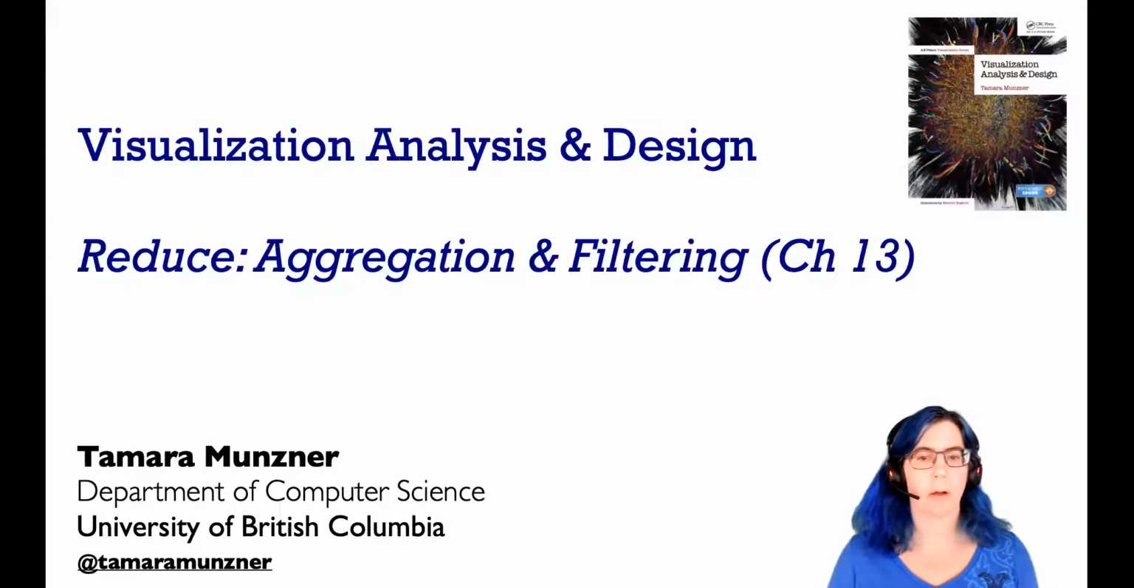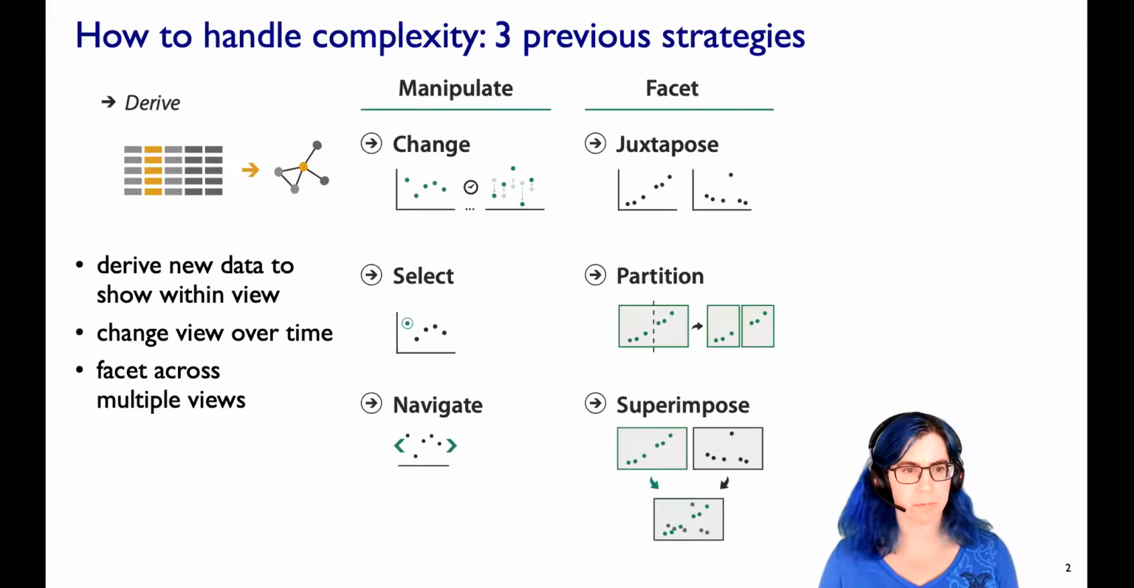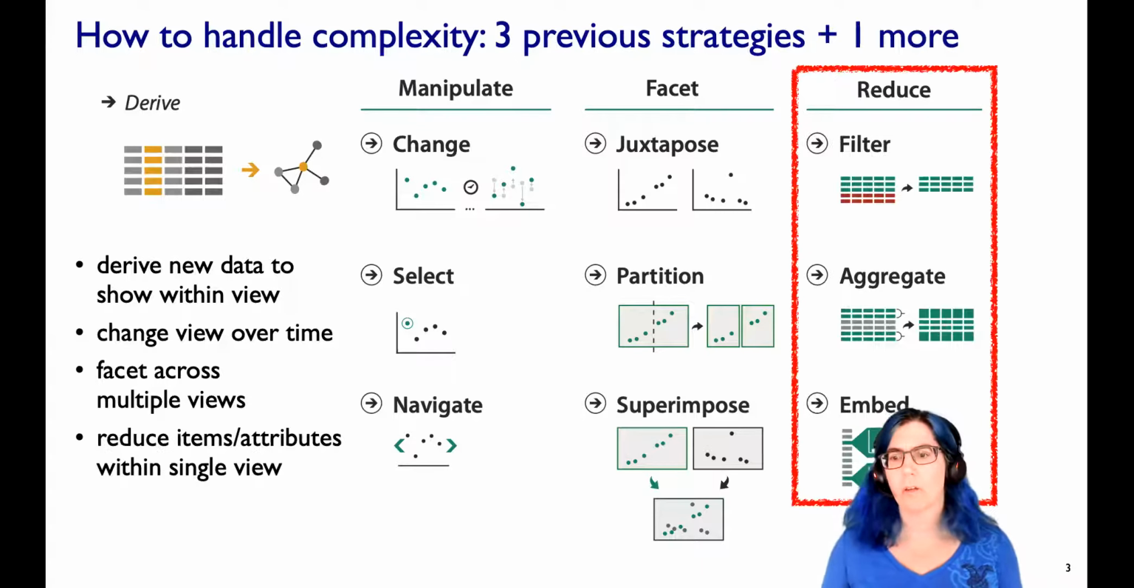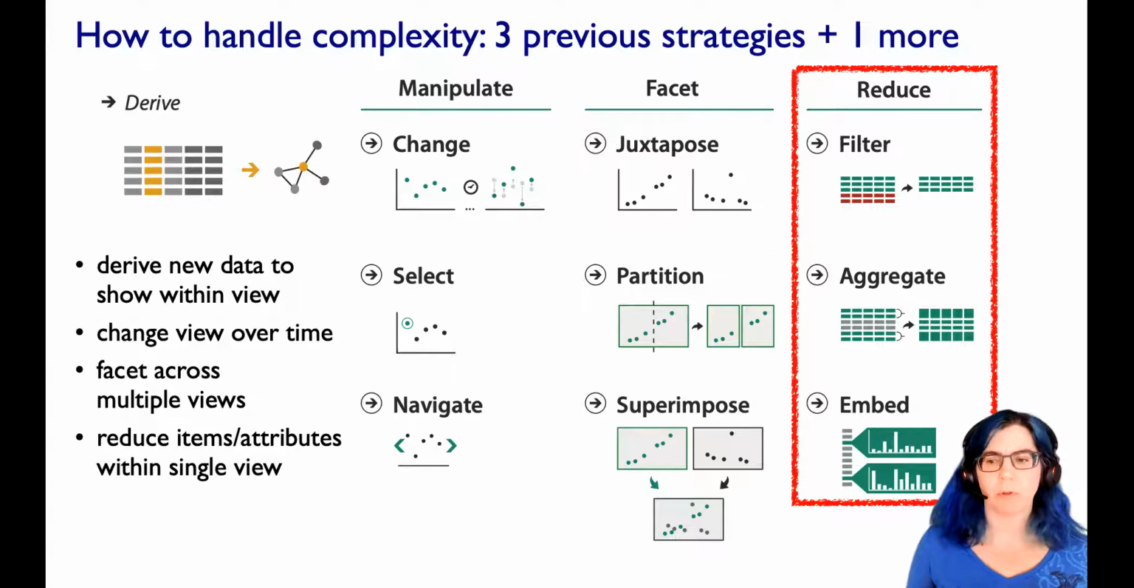So let's talk about reducing the amount of items to show in a single view by aggregation and filtering. We've already talked about how to handle complexity with three strategies: deriving new data to show within a single view, changing that view over time dynamically and interactively, and faceting across multiple views. Let's now get to our final strategy, which is reducing the amount of items or attributes that we show within a single view with filtering and aggregation.